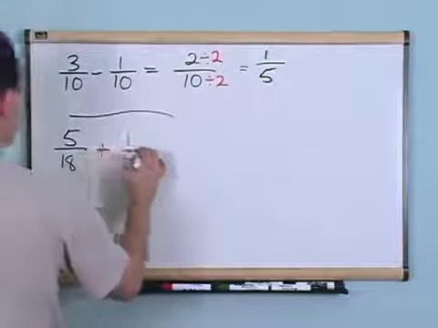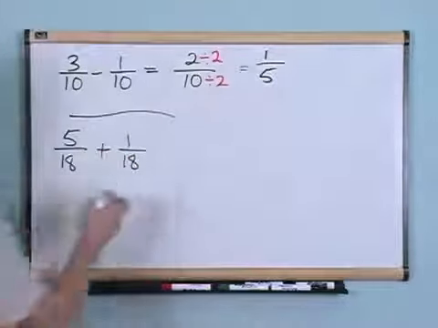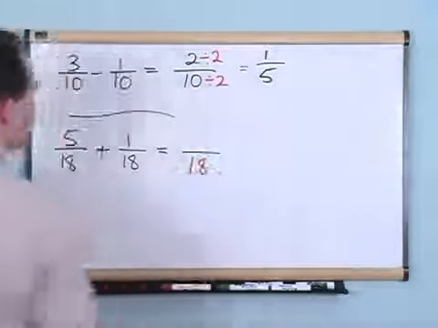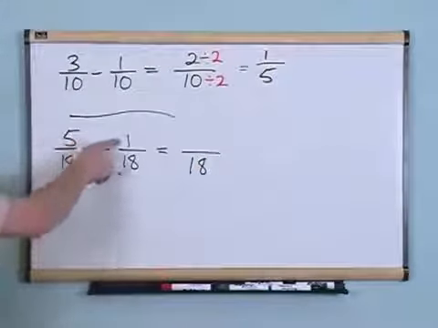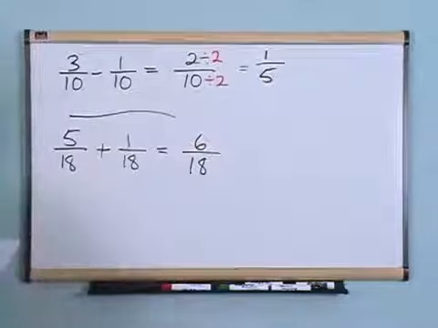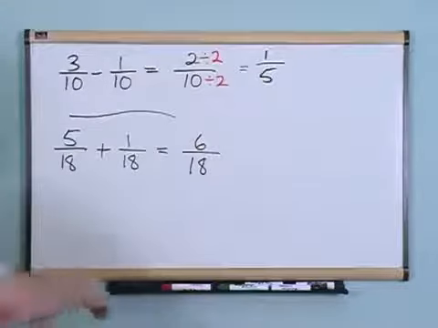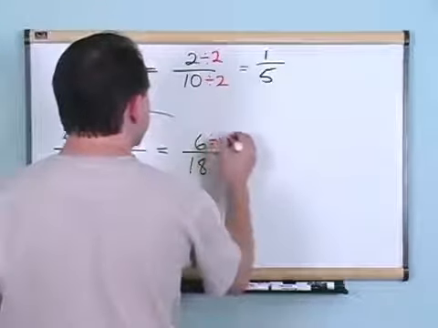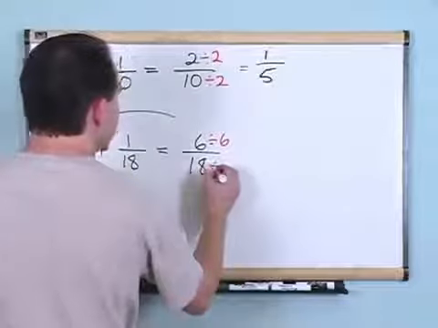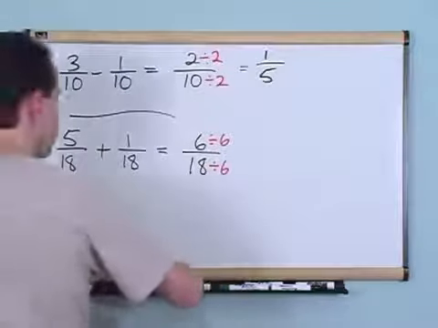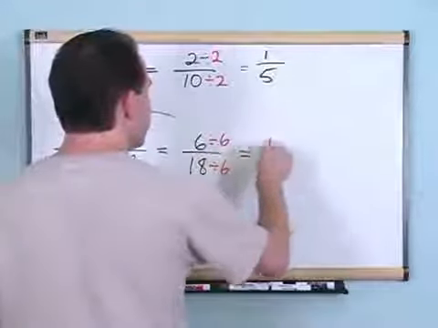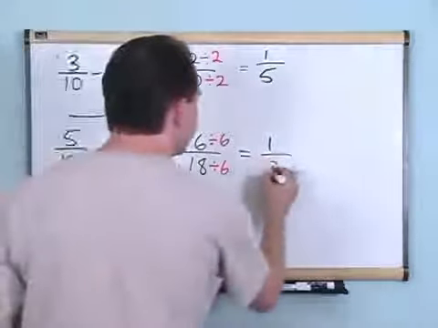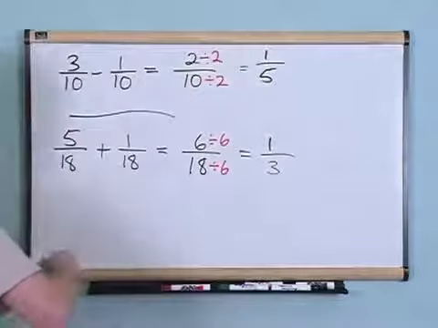plus 1/18. First thing, you just look and see, is the bottom number the same? Yes, it is. So keep it. Don't do anything. And the top number, you just add together. 5 plus 1 gives you 6. And then just like always, we want to see if we can simplify this anymore, and I think we can. We can divide the top and the bottom by 6. And let's just see if that makes anything better. 6 divided by 6 is 1. And on the bottom, 18 divided by 6 is going to be 3, and I know this because 6 times 3 is 18. So we end up with 1/3.